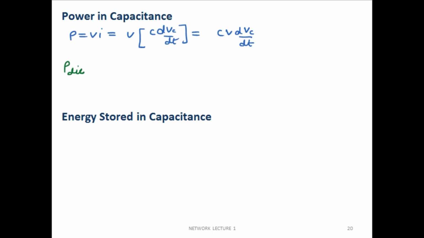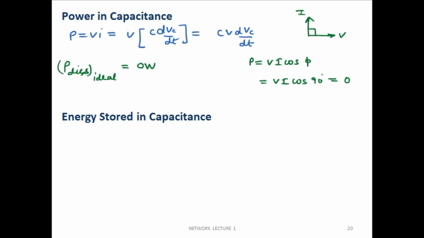The power dissipated in case of an ideal capacitor will be equal to 0 watt, because we know that power is given by vi cos phi. In case of a capacitor, the current leads the voltage by 90 degrees, so phi is 90 degrees and cos 90 is 0. So the power dissipated in an ideal capacitor will be 0 watt. It means capacitors are designed to store energy in the form of an electric field, so they store the energy.